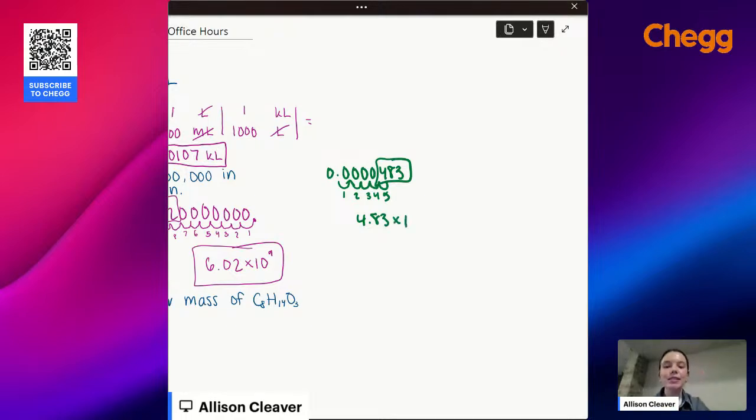And then this time, since the number is super small, it's going to have a negative exponent. Negative exponents clue you in not for a negative number, but for a small number. So negative exponent means small number. So this is 4.83 times 10 to the negative fifth. If you guys got that right, let me know so that I can see how we're doing on scientific notation.